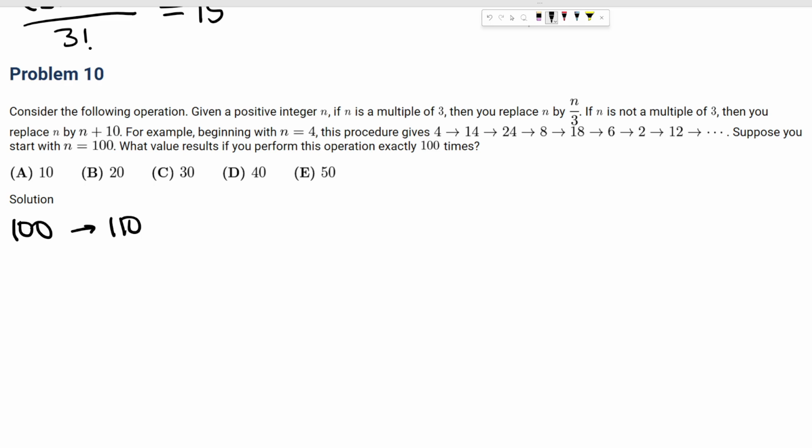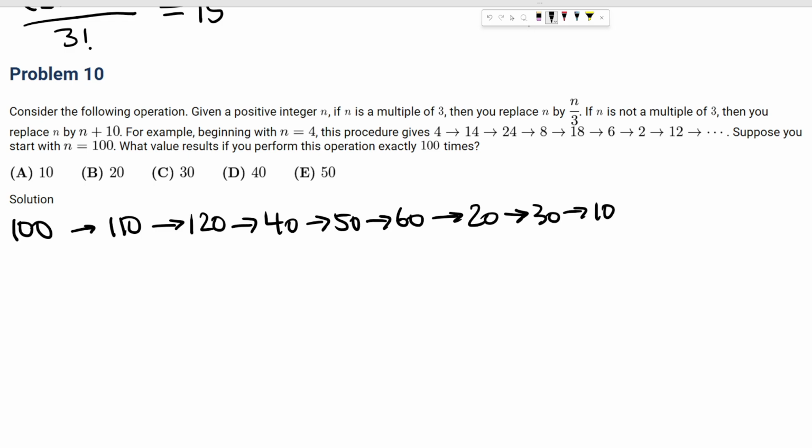100 we can't divide by 3, so we just go to 110. We still can't divide by 3, so we go to 120. Now we can, so we go to 40 and 50, because we have to keep adding 10. And now we have 60, which means we can divide. We have to keep adding. Whoops.